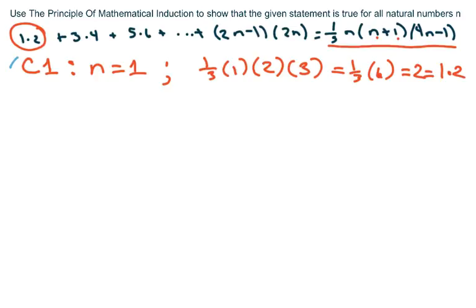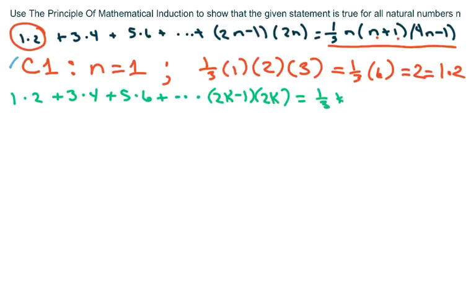Now we're going to check if it works for some k. So we're going to copy this down with a k instead of an n. So I'm going to write 2k minus 1 times 2k equals 1/3 k times k plus 1 times 4k minus 1. And if it works for some k, then it should work for the next term. So I'm going to copy this thing down again.